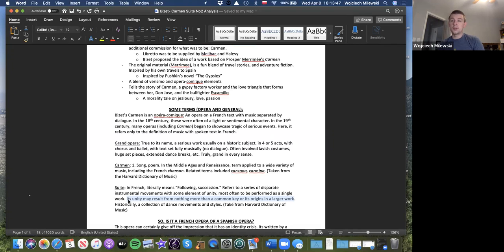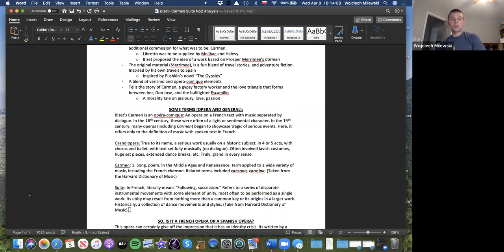Doesn't have to be from a larger work. For example, Holst wrote a lot of suites that were basically just multi-movement symphonic poems. They weren't necessarily coming from any one thing. They were just designed to show this one idea, but he had so much to say, he wanted to split it up into 3 movements, and therefore we get a suite.